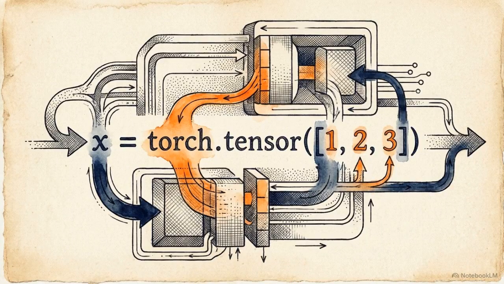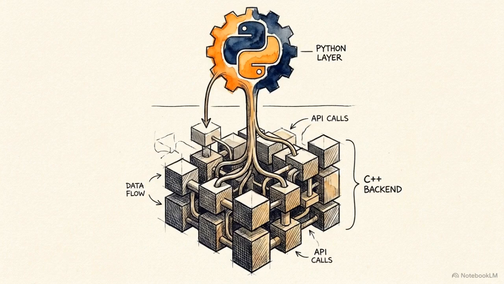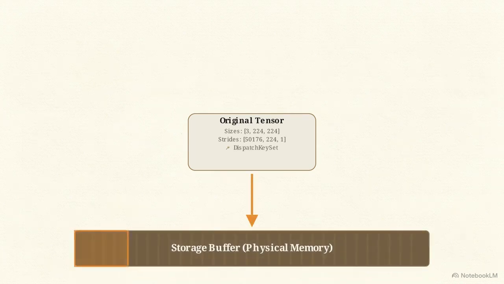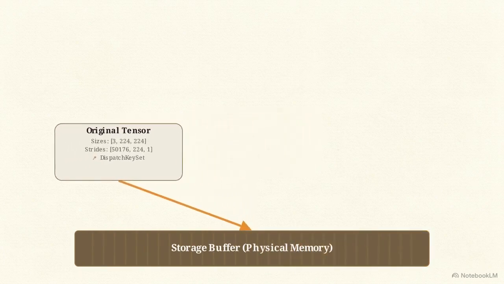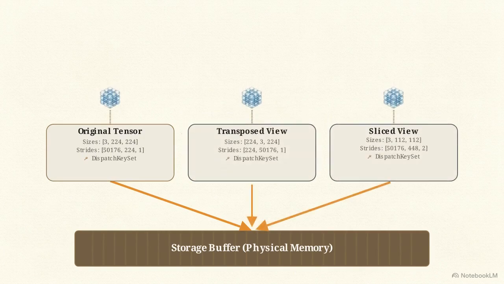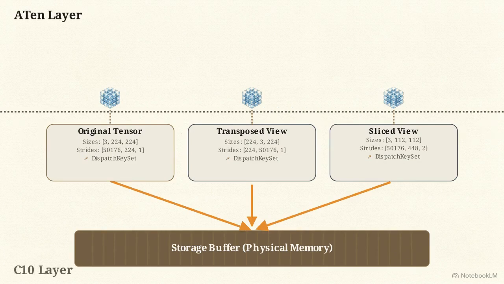When you instantiate a tensor in Python, you are creating a high-level handle that points into a deeper C++ backend. The true bedrock of PyTorch data is the c10 TensorImpl C++ structure. This contains the tensor's metadata, its sizes, its strides, a dispatch key set, and a pointer to the storage buffer. That storage buffer represents the actual continuous block of physical memory. Because the metadata is separated from the data, multiple different tensor views can point to the exact same physical memory footprint without copying it.